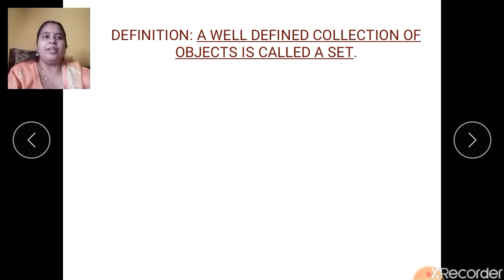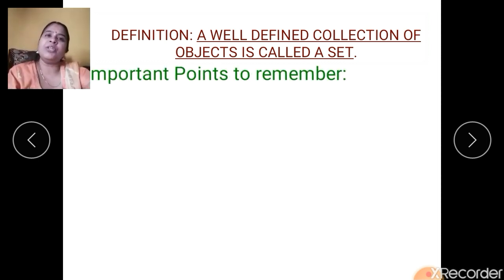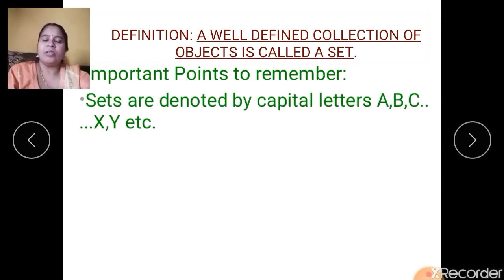Okay, then important points that you have to remember in sets, how to write them. Now since you have understood what a set is, how to represent it, how to write it, there are a few important points to remember. The first point, sets are always denoted by capital letters A, B, C, any letter in fact, X, Y, Z, whichever letter you can represent it with, but it should be a capital letter.